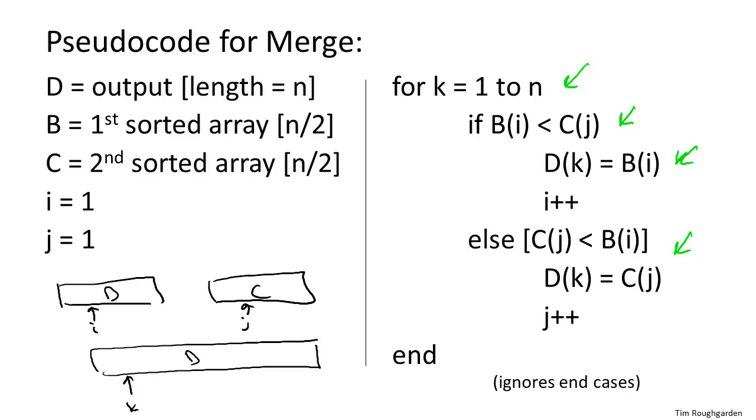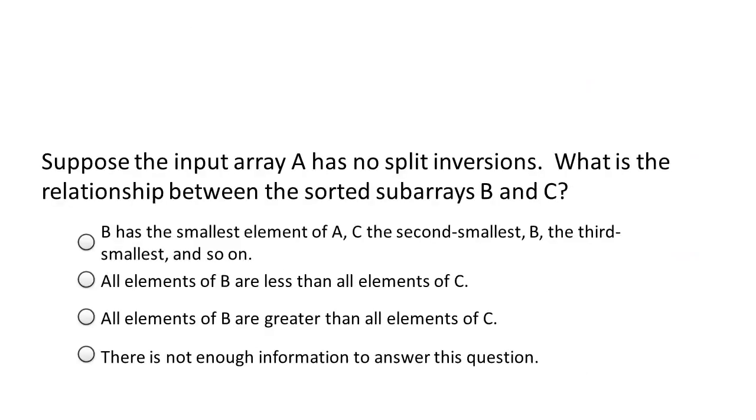Now, to get some feel for what on earth any of this has to do with the split inversions of an array, I want you to think about an input array A that has the following property: there are no split inversions whatsoever. So every inversion in this input array A is going to be either a left inversion, so both indices are at most n over 2, or a right inversion, so both indices are strictly greater than n over 2. Now the question is, given such an array A, once you're merging at this step, what do the sorted subarrays B and C look like for an input array A that has no split inversions?